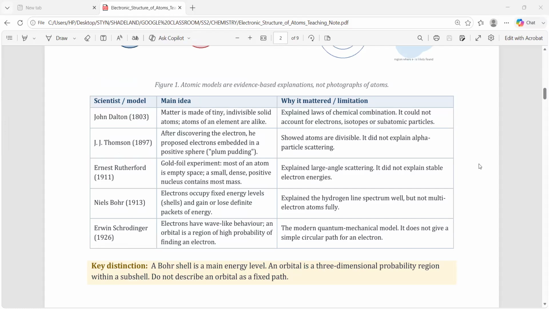Electrons have wave-like behavior. An orbital is a region of high probability of finding an electron. Why it mattered? The modern quantum mechanical model does not give a simple circular path for an electron. Good. Now, some of these things can be very complicated when you are talking about it, especially when you are showing it in 2 dimensions.